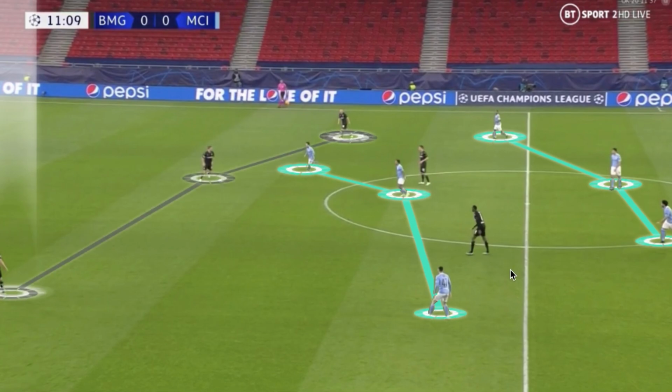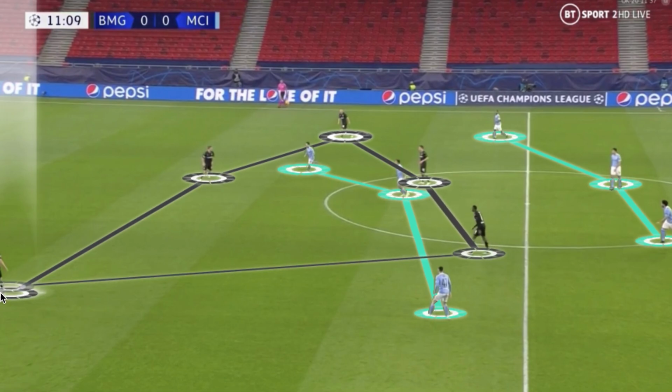And with diagonal compactness, it makes it very difficult to play diagonal passes and break these lines of Manchester City in their defensive phase.